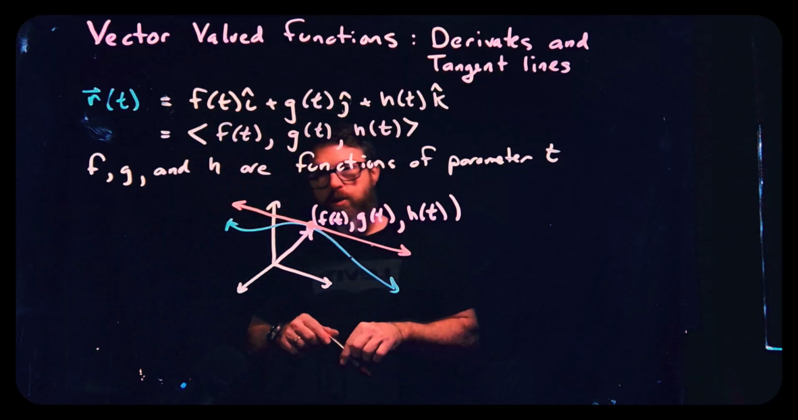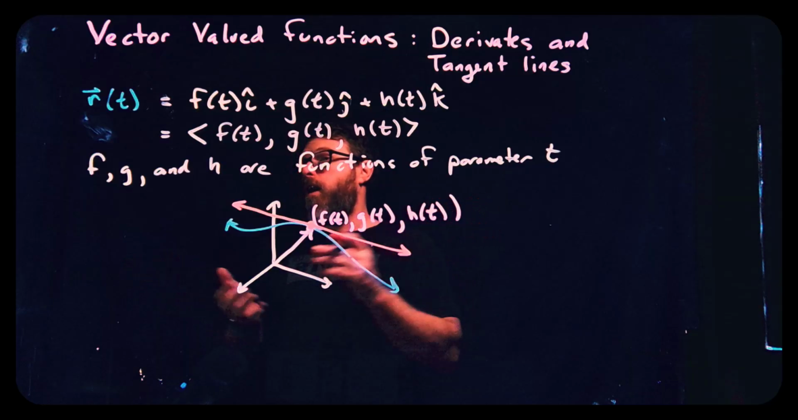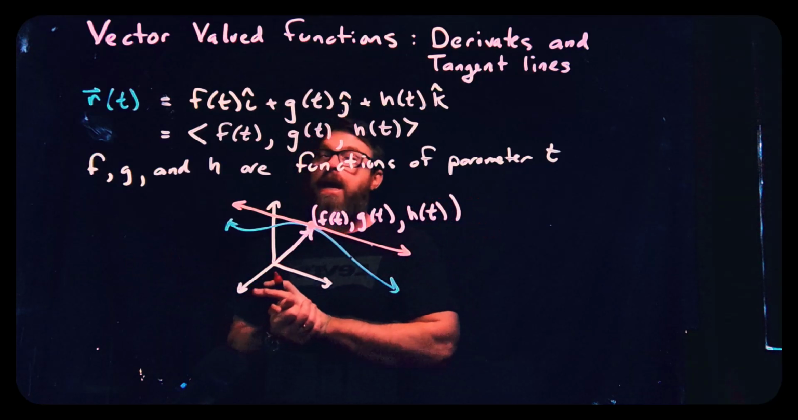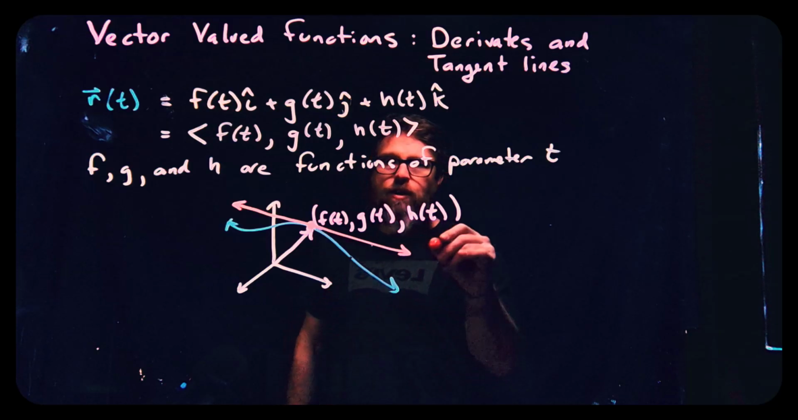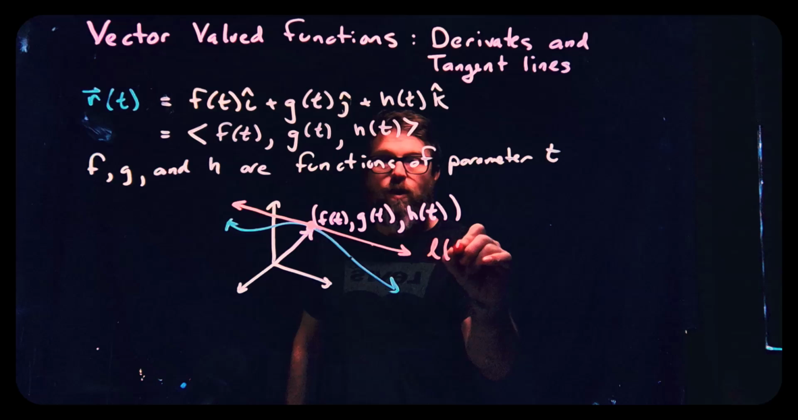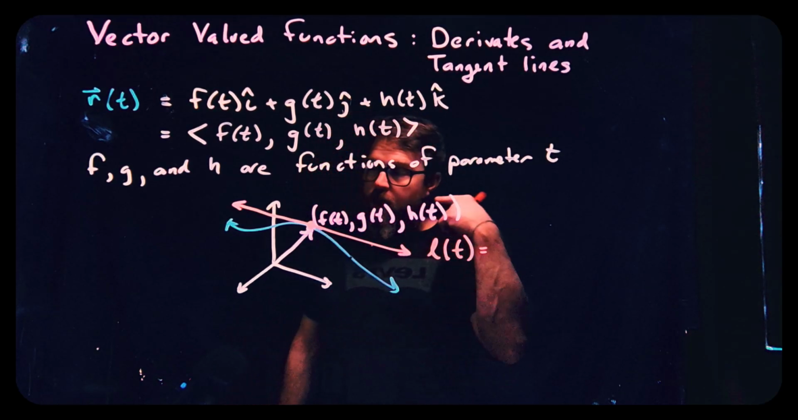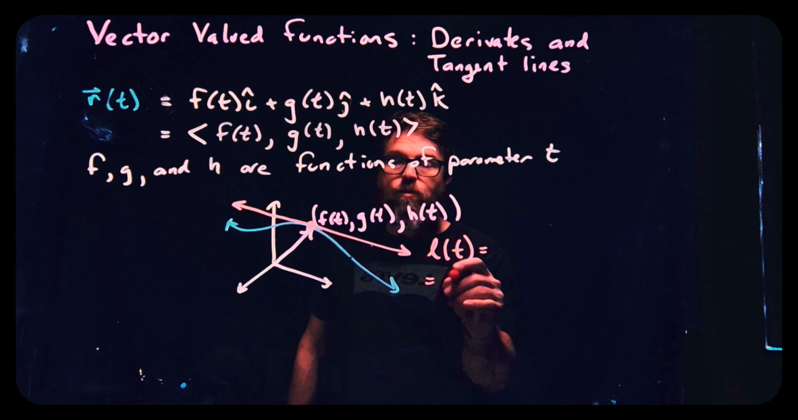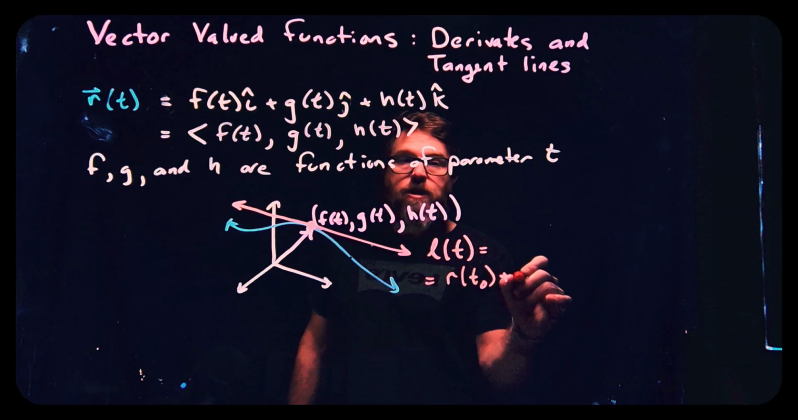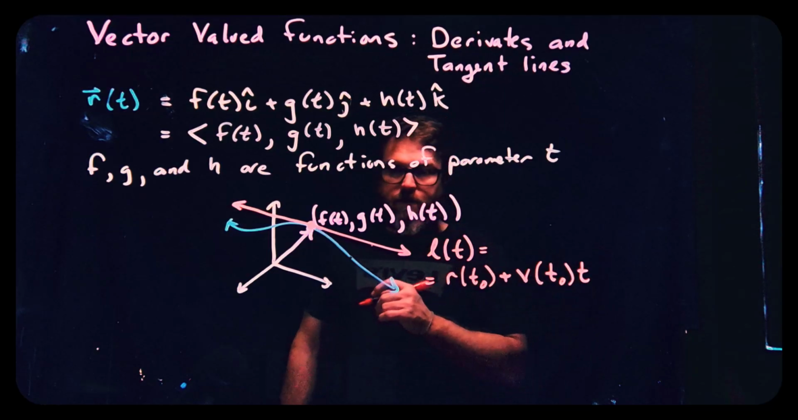So it just so happens this is also a vector-valued function. It just happens to be a line. And let's call this L of t for lack of a better letter. So L of t, our tangent line, is going to be equal to the initial solution point, r of t naught, plus v of t naught times our parameter t.